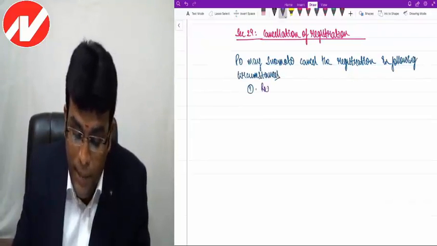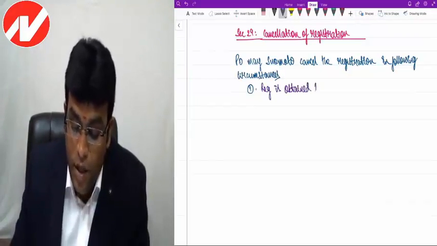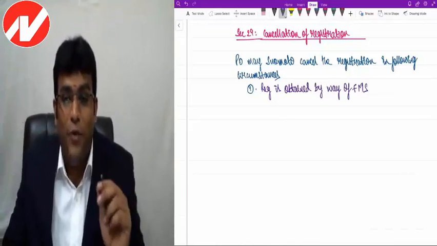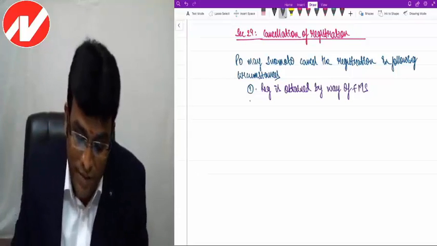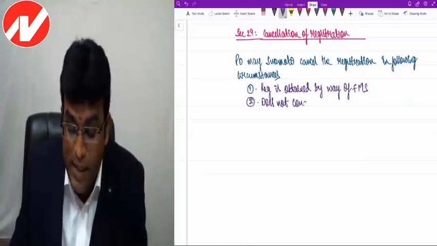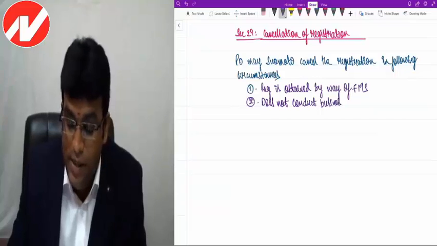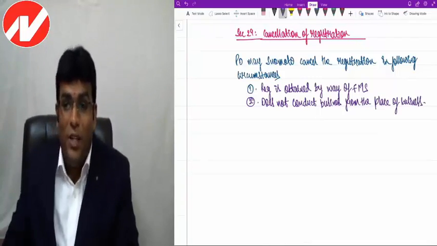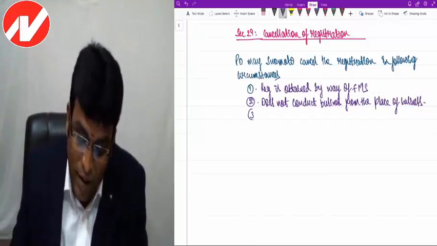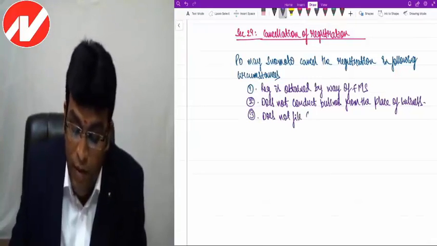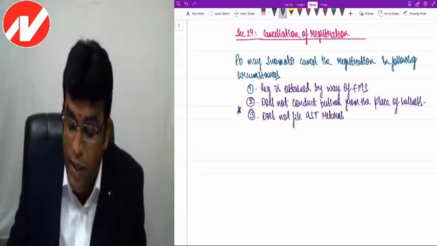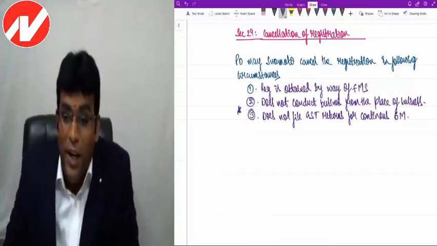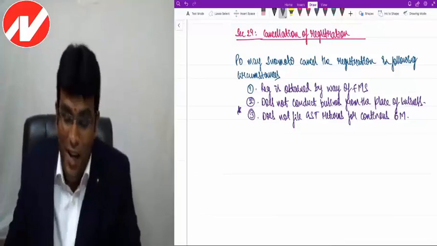Number one, very popular point: registration is obtained by way of FMS. FMS stands for fraud, misstatement, or suppression. Next, does not conduct business from the place of business. Whatever place of business you mentioned there, please conduct business there only. But this man does not conduct business from the place of business. Next, very important point actually: does not file GST returns for continuous 6 months. Clear, my dear friends?